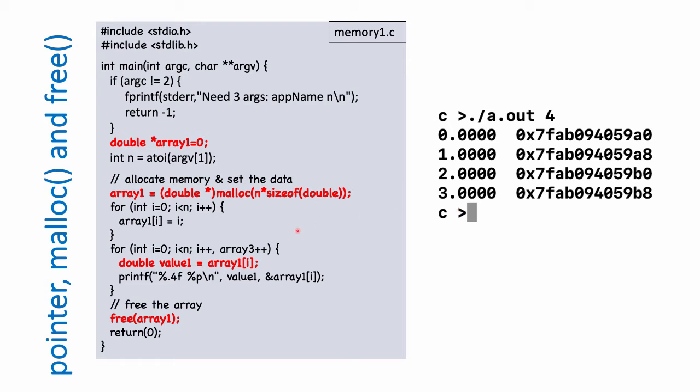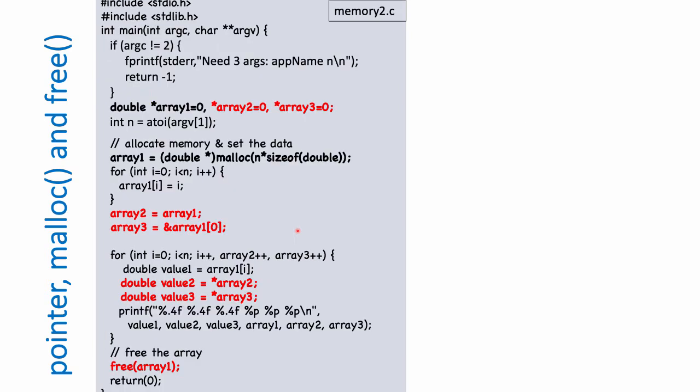So that was one very simple example. This is a slightly more convoluted example, and all I'm trying to do in this one is demonstrate there are other ways of assigning pointers. So we have the array1 pointer as before, we malloc as before, we print the value as before, and then we free as before. So what I'm introducing in this program is two new pointers, array2 and array3.